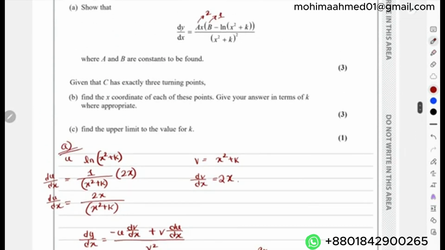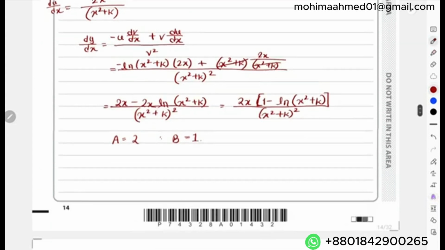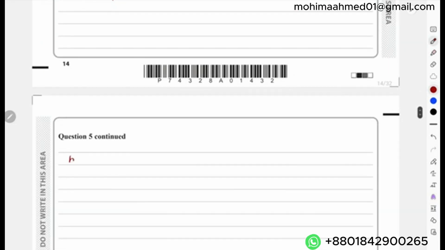For part B, they have stated that C has exactly 3 turning points. That means dy/dx equals 0 for the 3 turning points. We need to find the x coordinates of these 3 turning points, and we can give our answer in terms of k where appropriate. So for part B, we consider that for turning points, dy/dx is always 0.